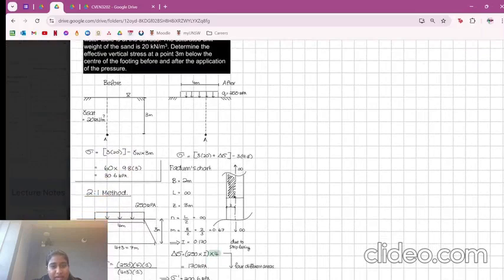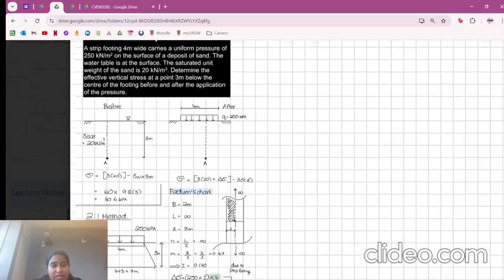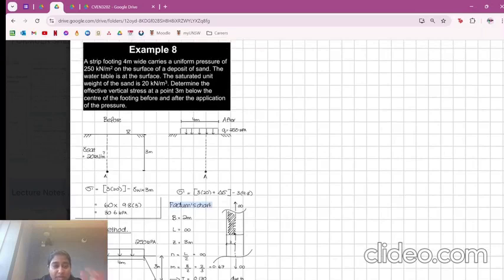This is kind of like a combined example where they've used both the 2-to-1 method and the Fadam's chart method. So they might ask you to do different methods as well. I would get really familiar with drawing diagrams like this because they become quite helpful.